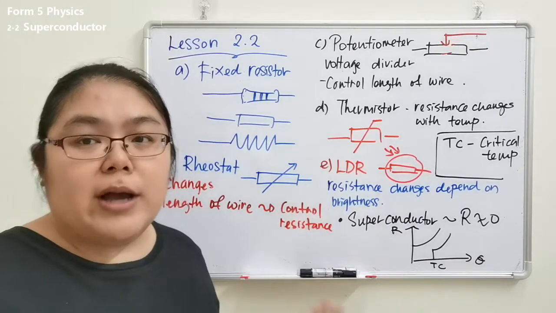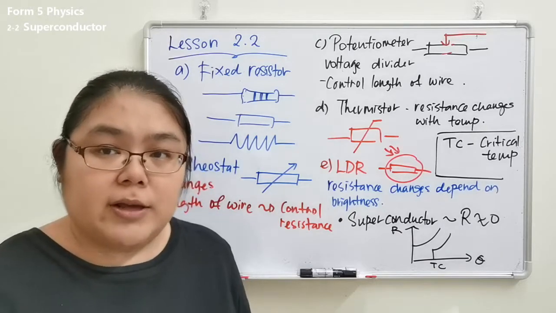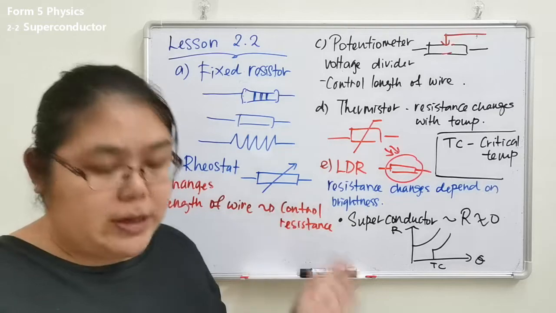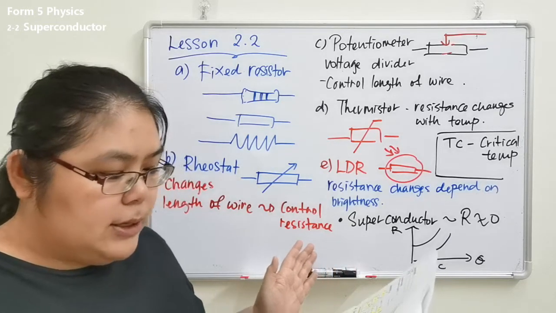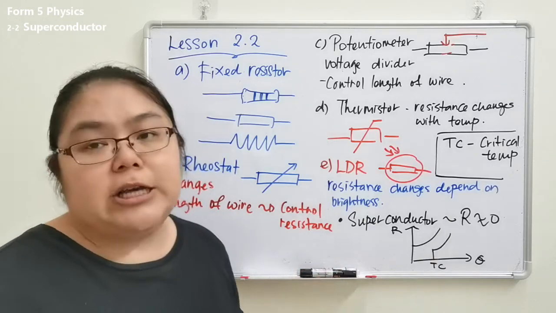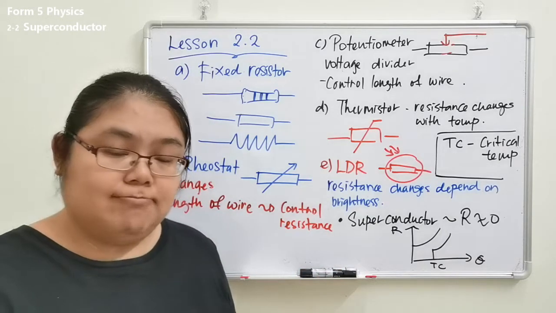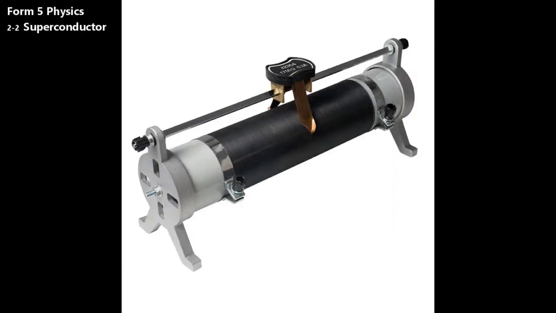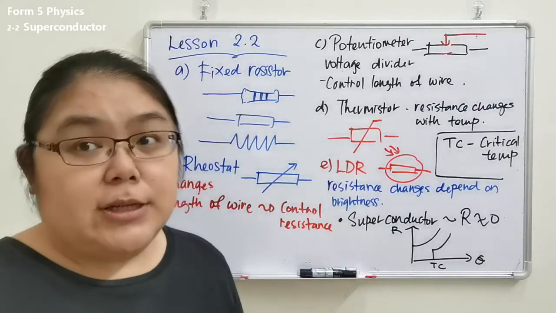When the length of the wire increases, the resistance also increases. So they use the length of the wire to control the resistance. This changes the length of the wire, and as a result the resistance changes. Let's see the diagram. What is a rheostat? Okay, you see the rheostat.